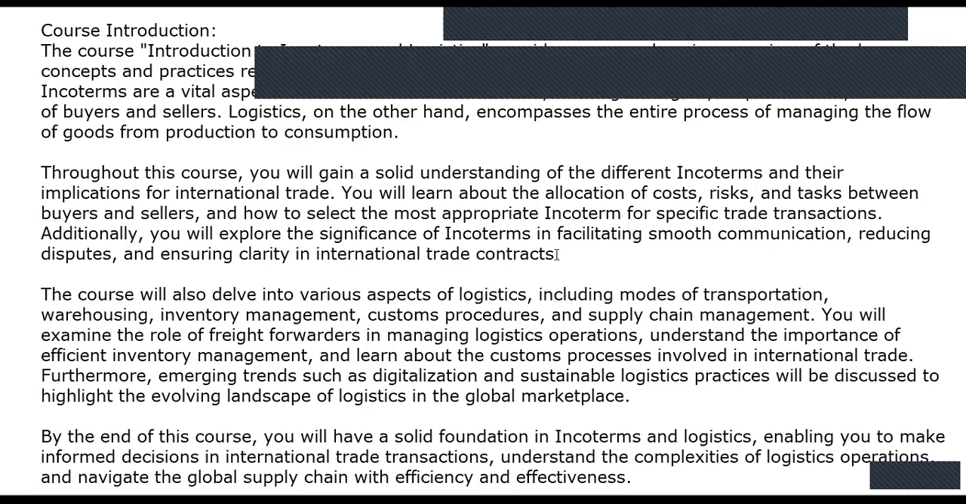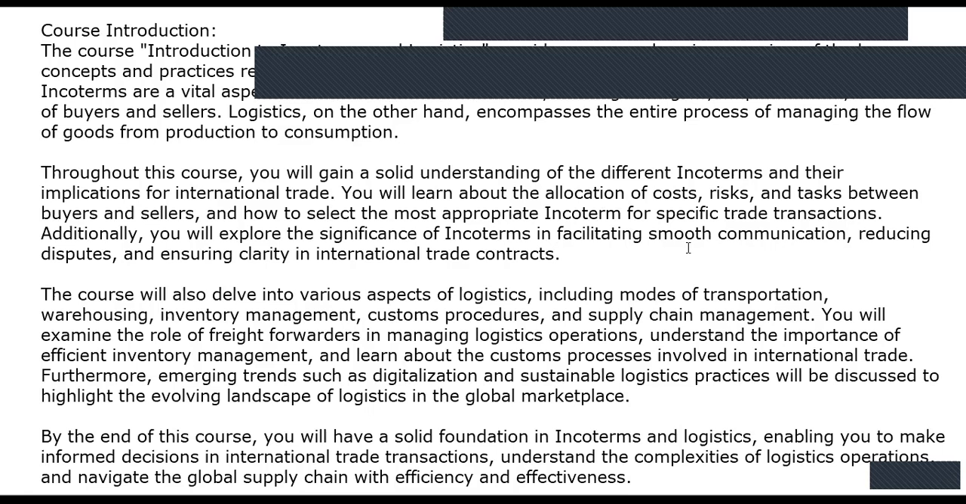Additionally, this course will expose you to the significance of Incoterms in facilitating smooth communication, the reduction of disputes that may arise, and also ensuring clarity in international trade contracts. This course will also delve into various aspects of logistics, including the modes of transportation, warehousing, inventory management, customs procedures, and supply chain management.